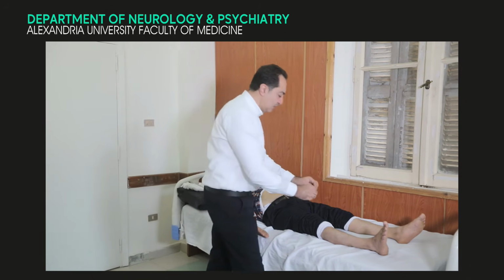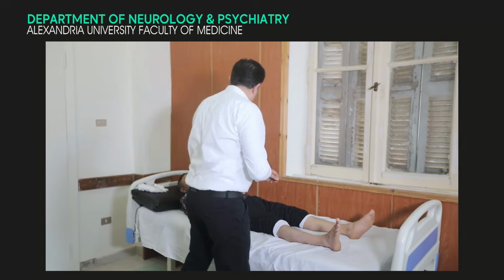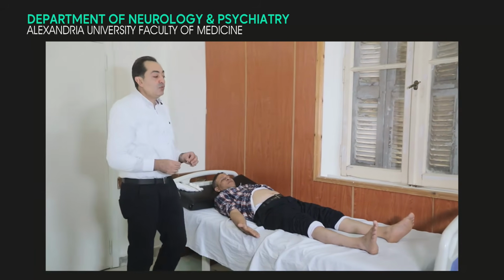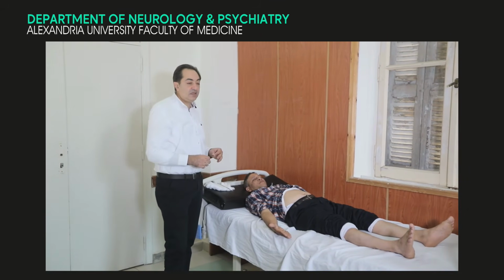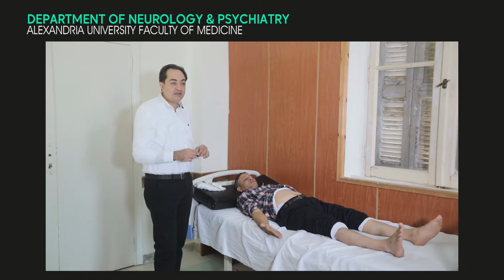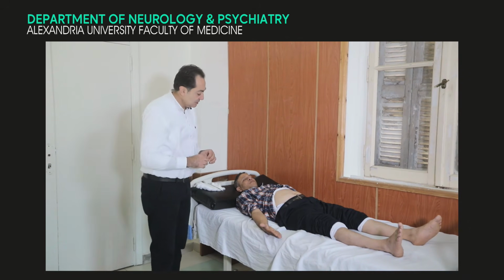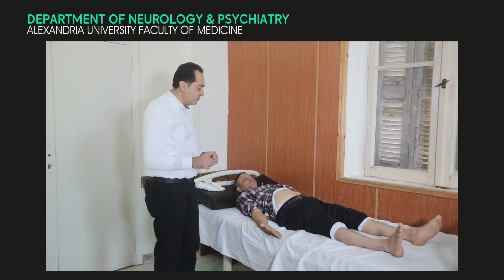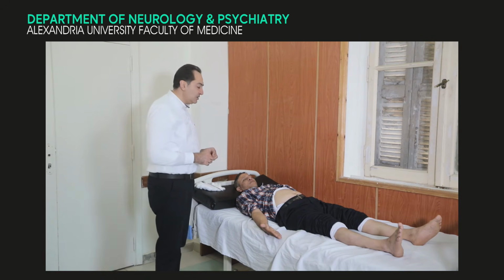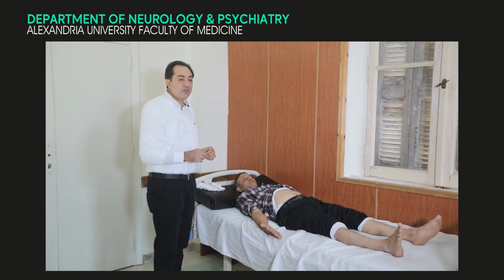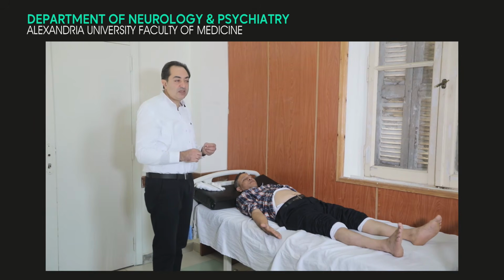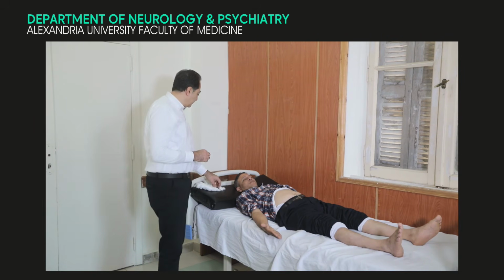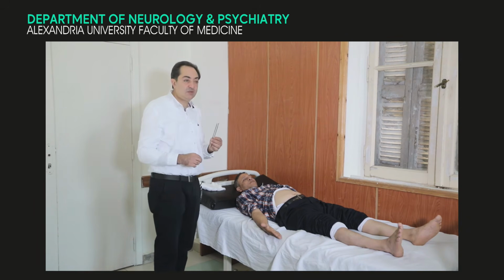Okay, two. So this indicates that he has intact cortical sensations. This is tactile localization and 2-point discrimination. The last one is stereognosis. I'll ask the patient to know an object from its texture. For example, I'll put this in his hand and ask him what's this.